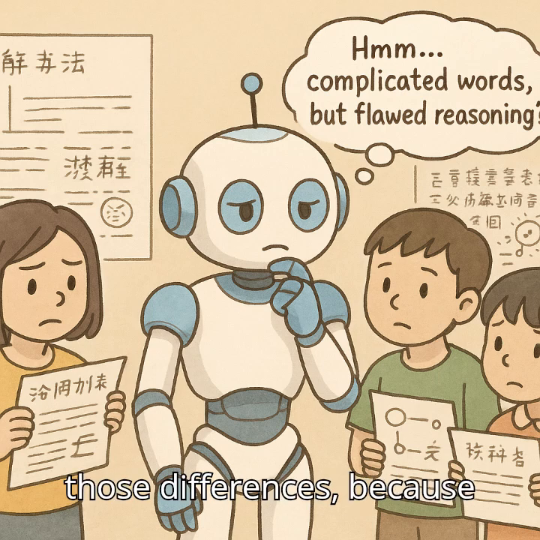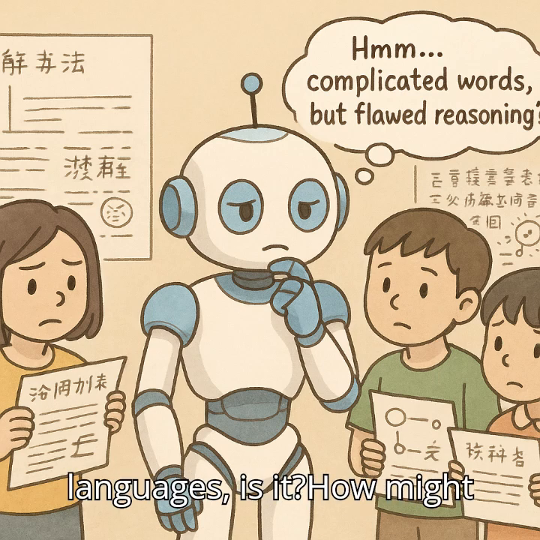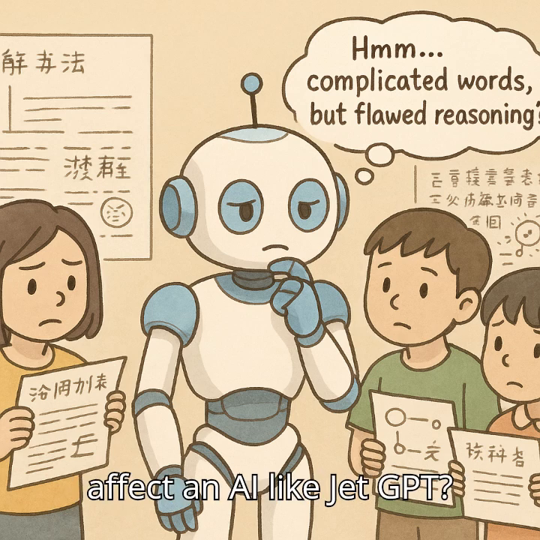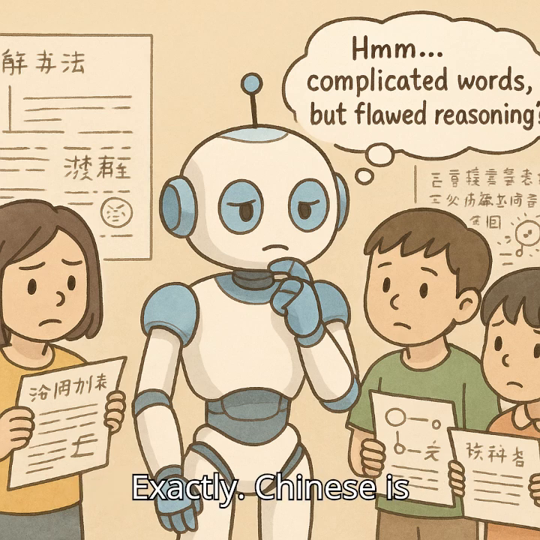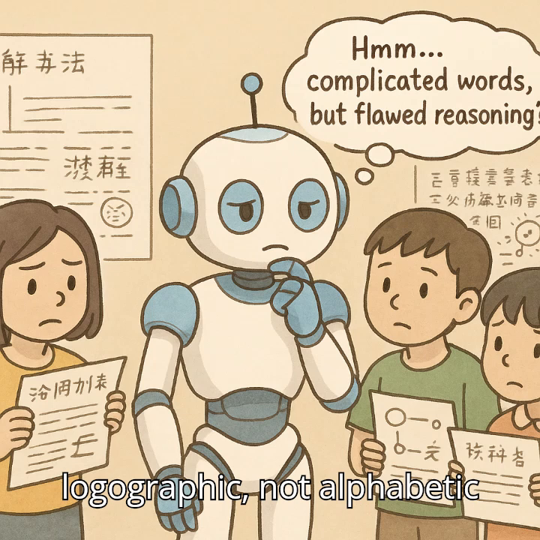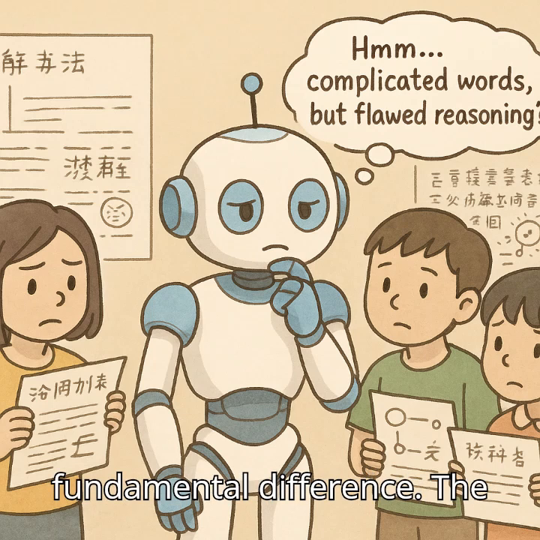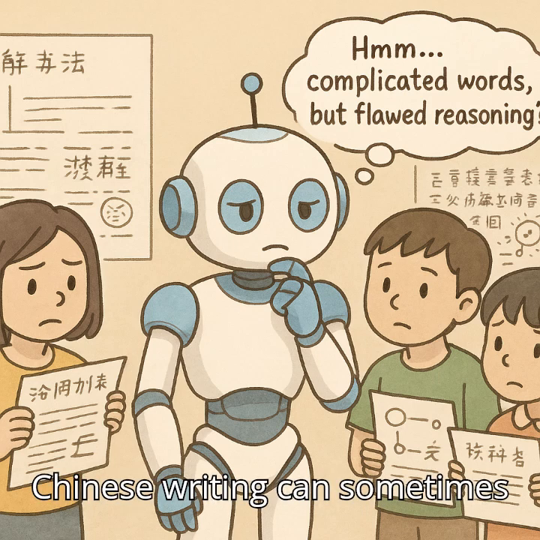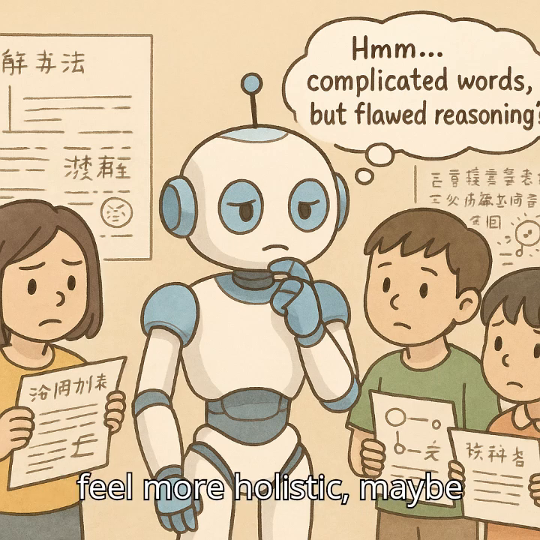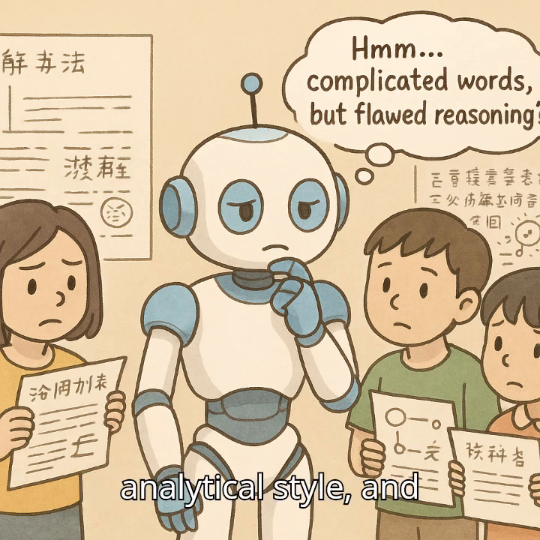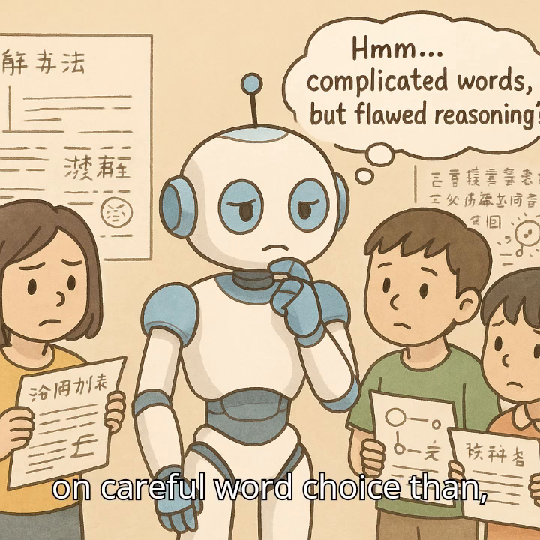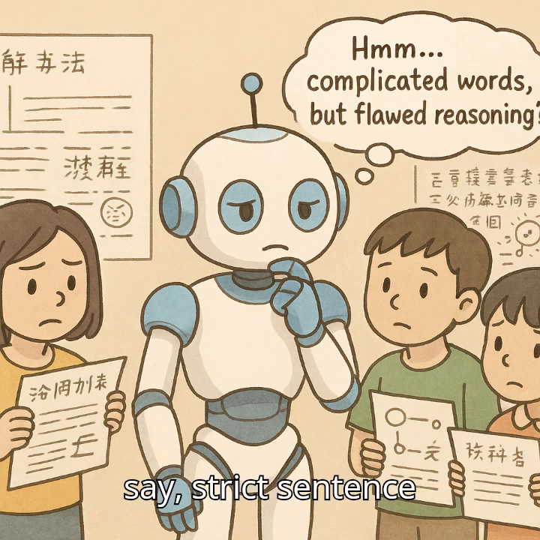Okay, let's get into those differences, because it's not just about swapping languages, is it? How might Chinese being different affect an AI like ChatGPT? Exactly. Chinese is logographic, not alphabetic like English. That's a fundamental difference. The study points out things like Chinese writing can sometimes feel more holistic, maybe less linear than English analytical style. And reasoning can be more implicit. It might rely more on careful word choice than, say, strict sentence structure.